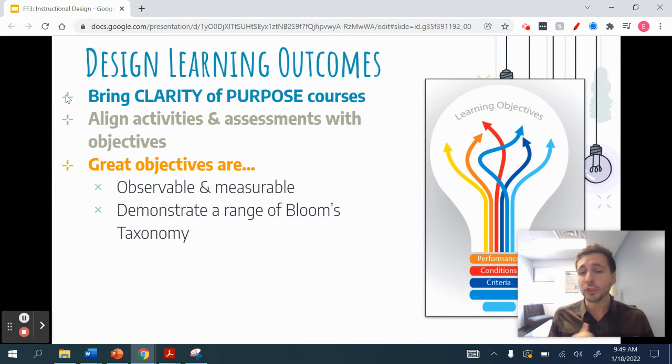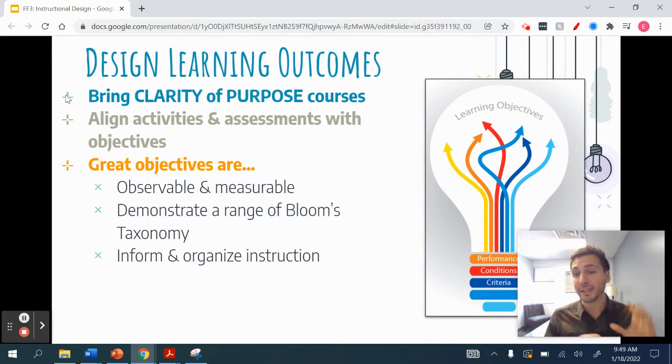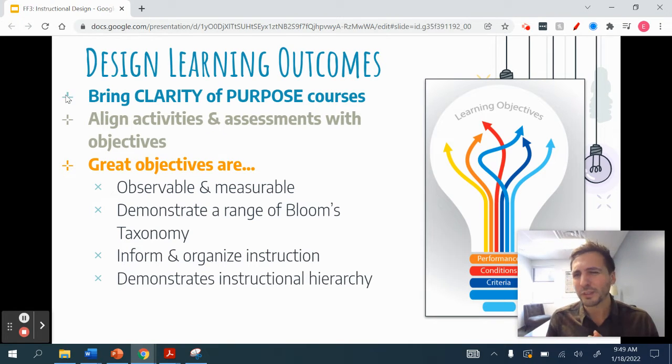It demonstrates a range on Bloom's taxonomy where we're moving up to those higher order thinking skills as we go, and it helps inform and organize our instruction. So when I identify what my outcome is, then I design my instruction to follow and make sure that students are getting there, have the opportunity to get there. And then it demonstrates instructional hierarchy. It tells us what's important.